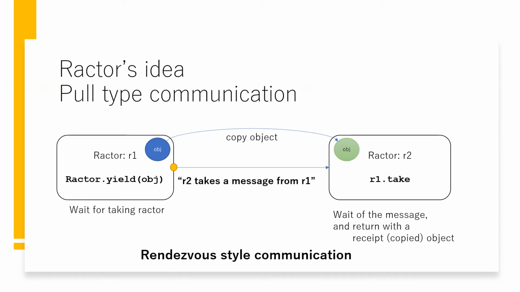Another communication type is pull type. A Ractor can yield an object as a message by the Ractor.yield method, and another Ractor can take this message with the Ractor#take method. Different from push type communication, the taking Ractor specifies the source Ractor. In pull type communication, the yielding Ractor and the taking Ractor wait for each other, so we can call it rendezvous style communication.